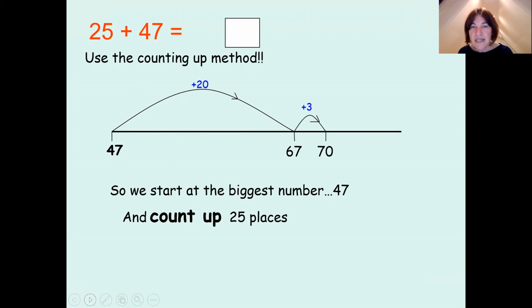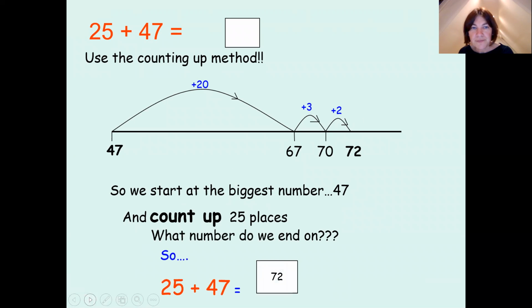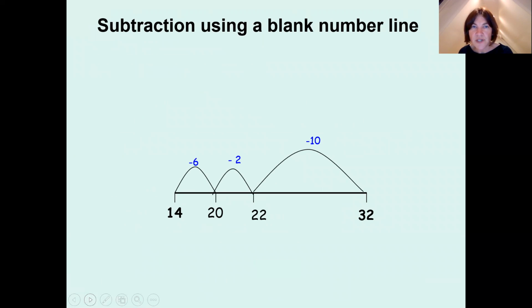Add 3 to get me to the next multiple of 10, 70, and then I can easily add on that extra 2 more. But I can only do this if I know that 5 is 3 and 2. So some children will be counting in 1s, 68, 69, all the way along in 1 steps to start with. Okay, and so finally we get to land on 72. We know that those 2 numbers add to 72.